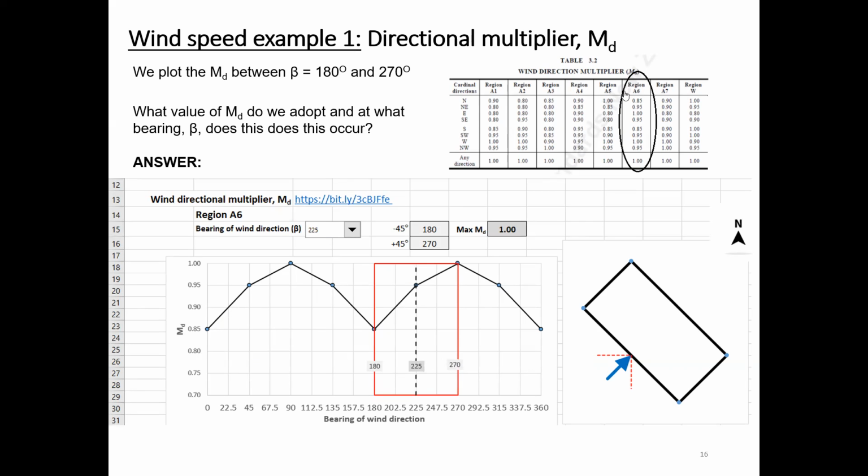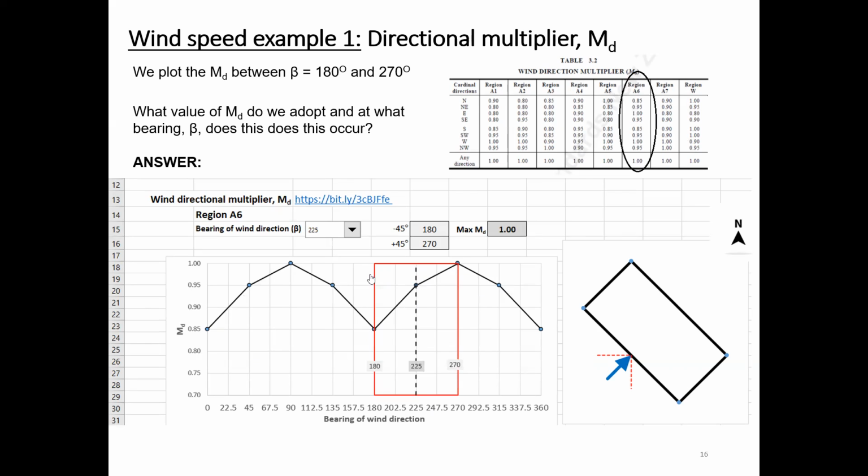Where did we get this plot from? Well, we started here, north 0.85, northeast 0.95, etc. So we plot these values on a chart. That's the first thing we do. Then we plot our wind direction, and go 45 degrees on either side of that.